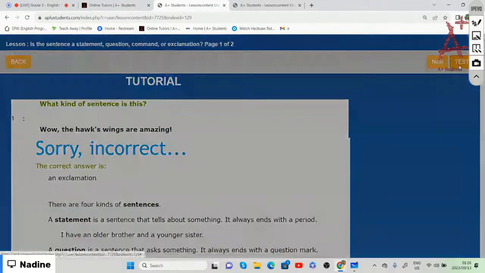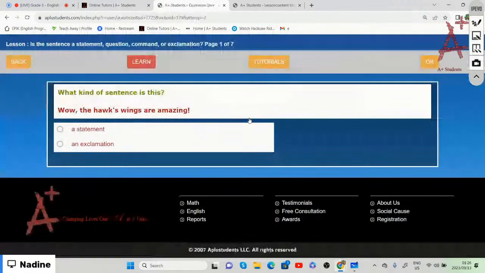All right, so now we're going to our test, right? And we now need to say what kind of sentence this is. Wow, the hawk's wings are amazing. Is this a statement or an exclamation? And look at the end point, right? It's an exclamation point.